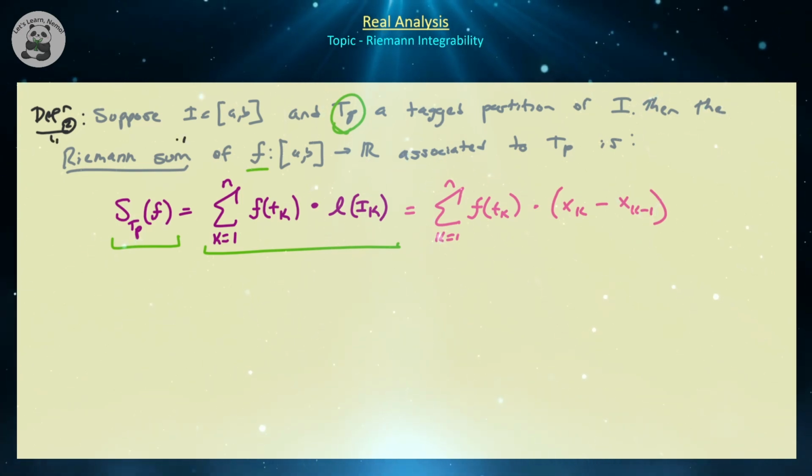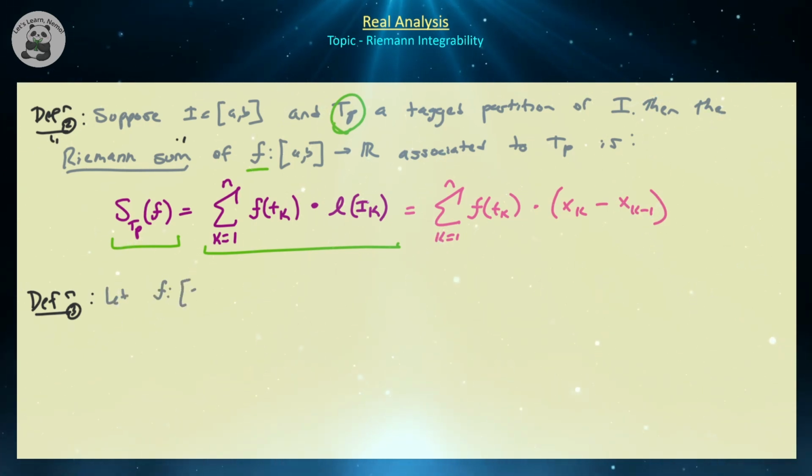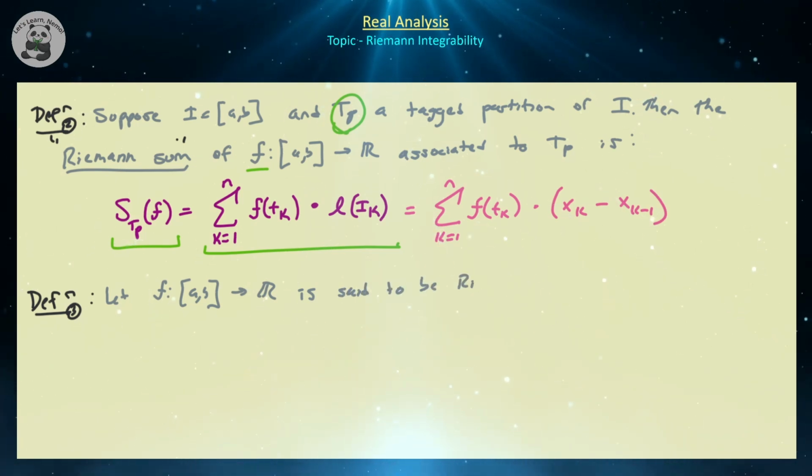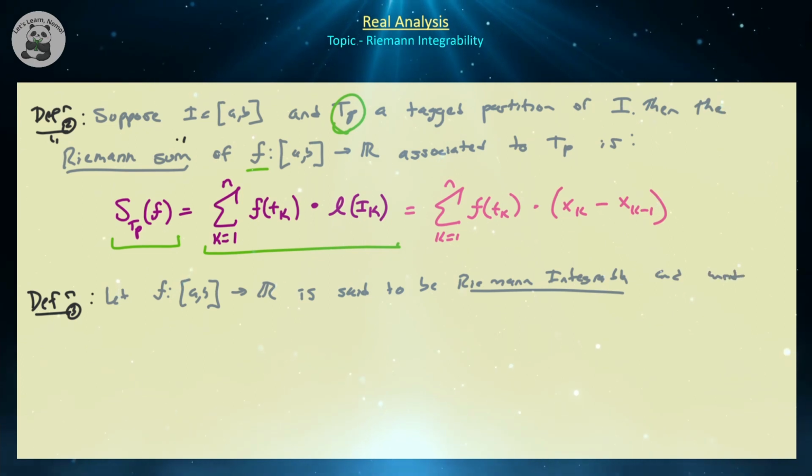Now, what do we mean by a function being Riemann integrable? This is the star of the show. So let's talk about this. Let's begin by letting f map AB to R. And we're going to say it is Riemann integrable, and write this as f belongs to the Riemann integrable functions on AB.